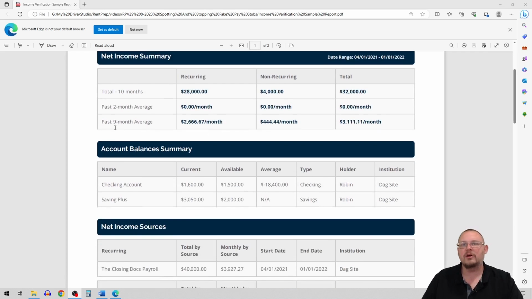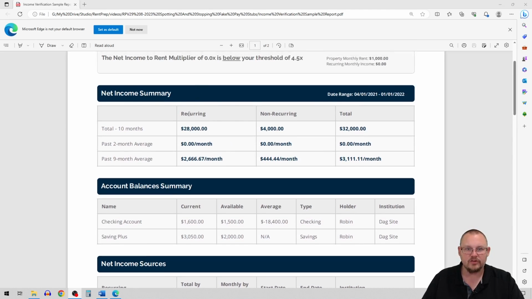It's not looking at their expenses. It's not looking at where they're spending their money. It's only pulling down the raw data on the actual deposits, and it's going to break it down into recurring income, non-recurring income, and total income. And you can see here that it breaks it down over a couple of different averages so that you can see how someone's income is looking over the course of time.